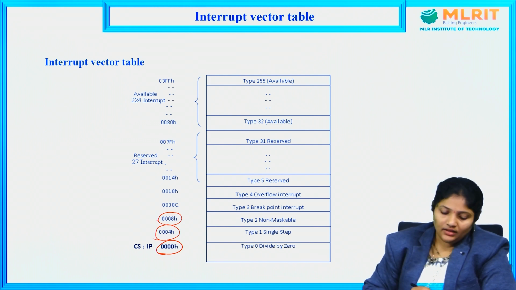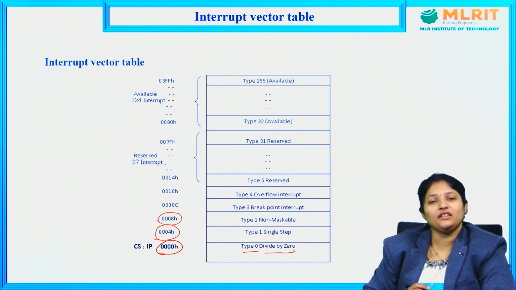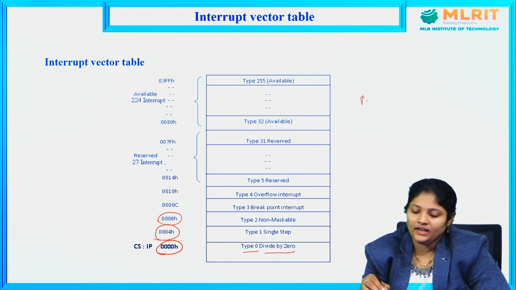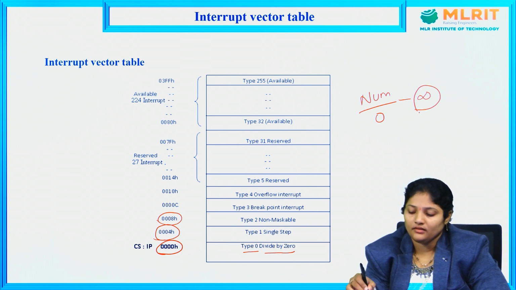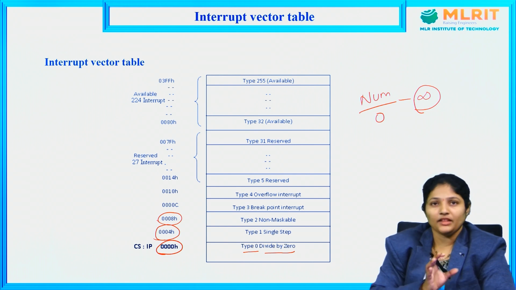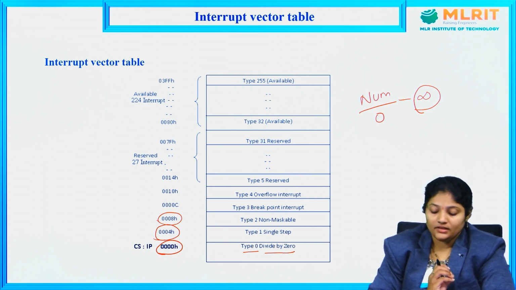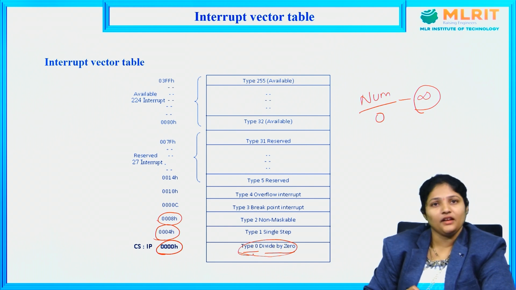Coming to the allocation of the vector table, the first, type 0 interrupt, is divide by 0. Can we divide any number by 0? You can say that it is infinite. We can't represent infinity in the 8086; there should be a finite value. So there is an error, and that error is the type 0 error in 8086.